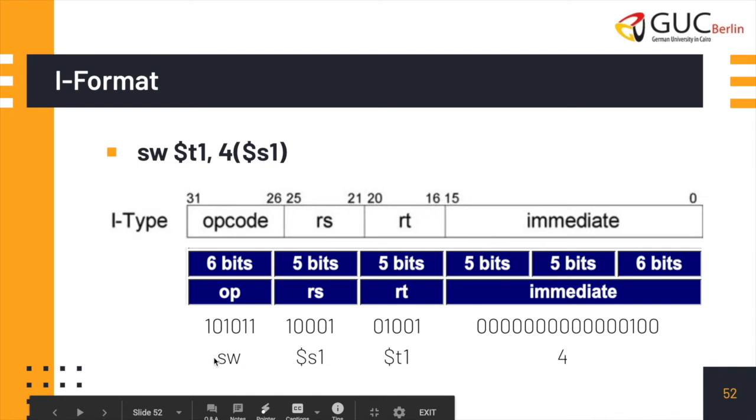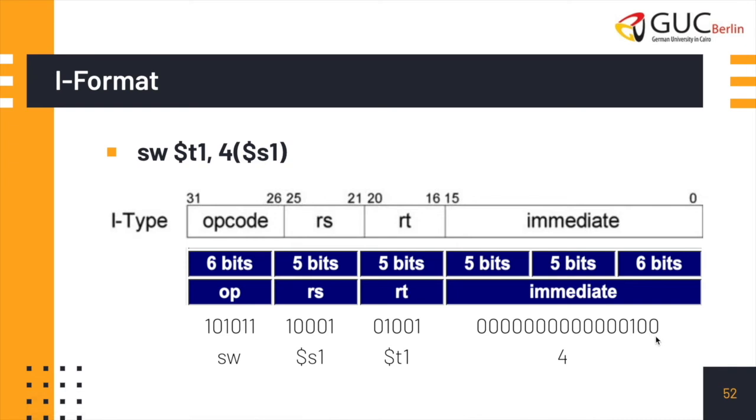101011 means we are store word. This is a unique opcode. The RS is 10001, which indicates register S1. The RT is 01001, which indicates register T1, and finally the immediate is 13 zeros followed by 100, which indicates an offset of 4 or a constant number of 4.